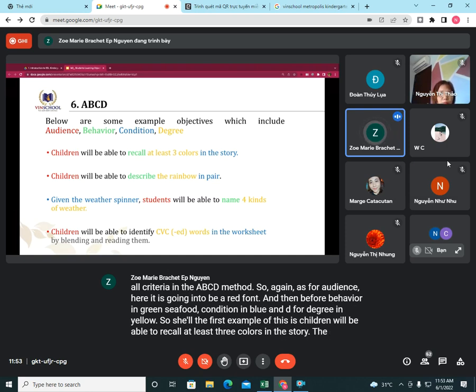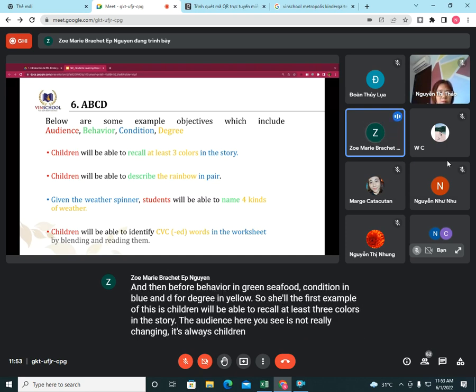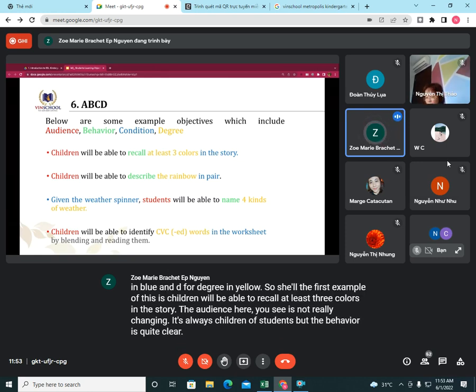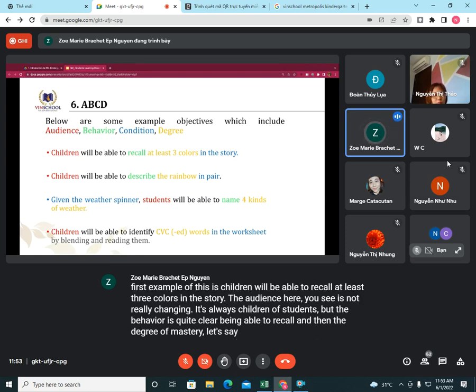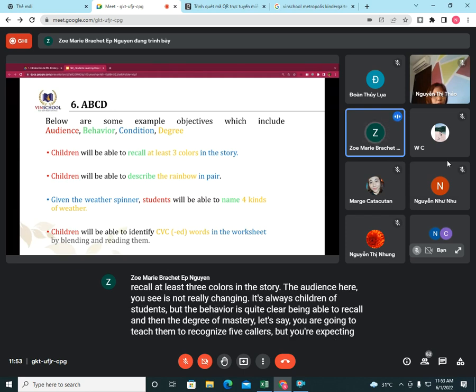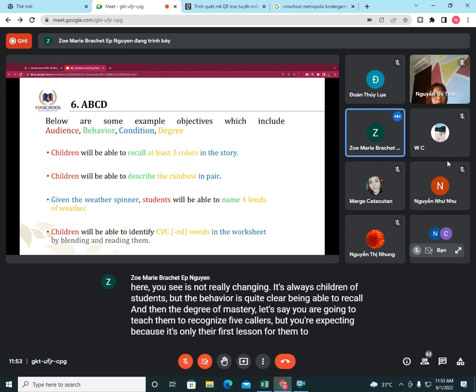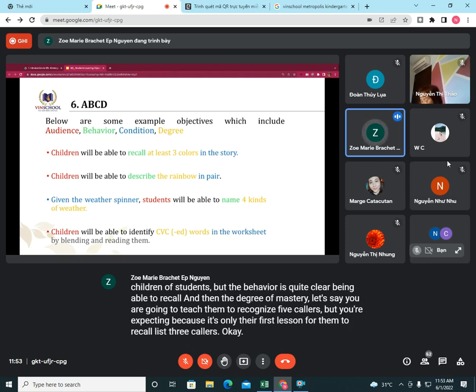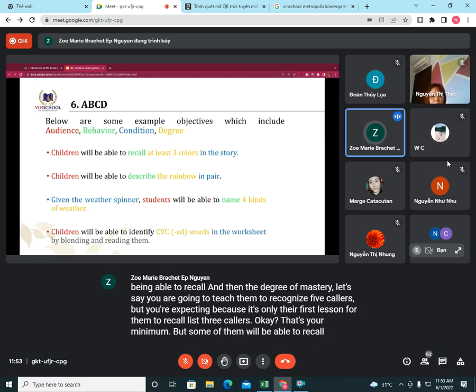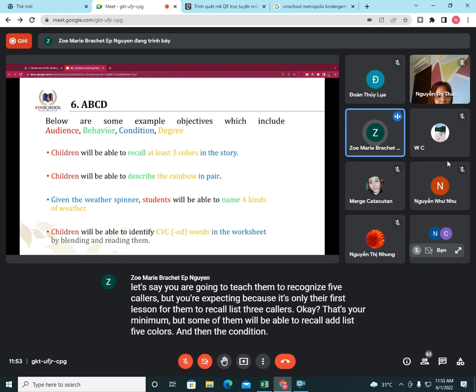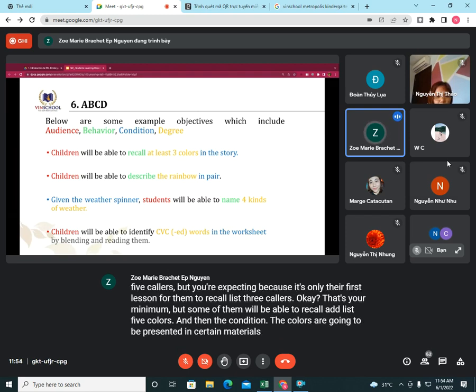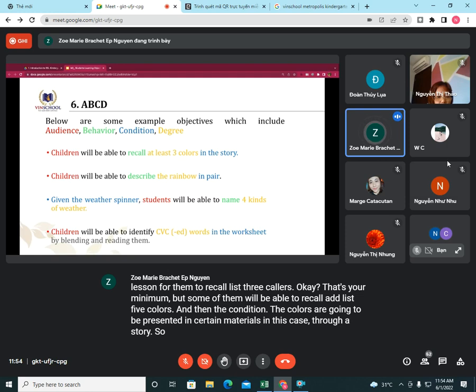The audience here, you see, is not really changing. It's always children or students, but the behavior is quite clear, being able to recall. And then the degree of mastery. Let's say you are going to teach them to recognize 5 colors, but you are expecting, because it's only their first lesson, for them to recall and list 3 colors. Okay, that's your minimum, but some of them will be able to recall at least 5 colors. And then the condition. The colors are going to be presented in certain materials, in this case, through a story. So they have to recall at least three colors that were presented throughout the story.